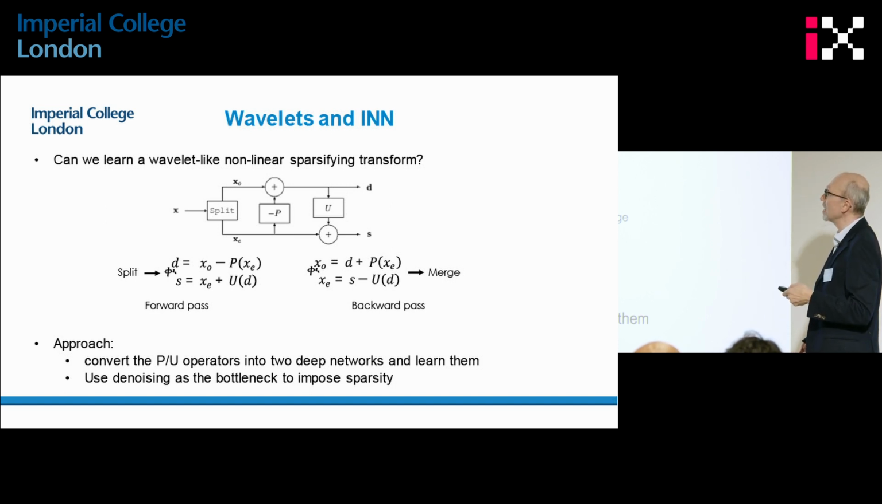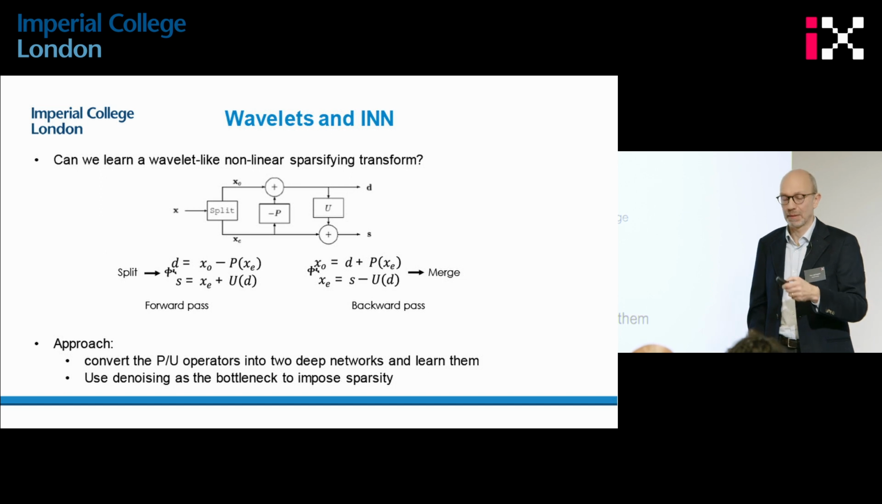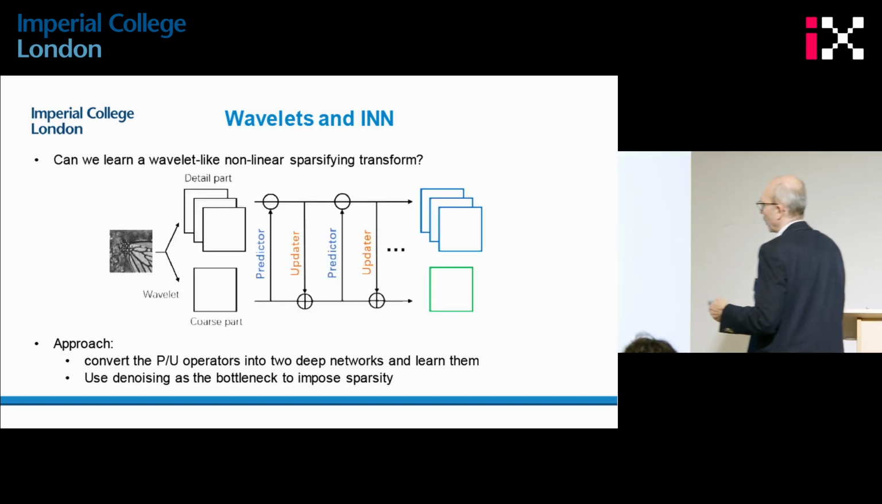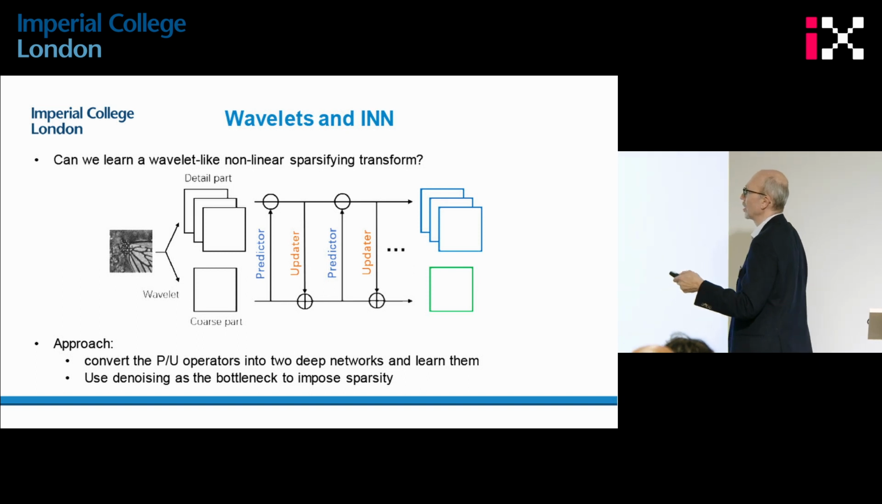So how can we induce that? How can we make sure that this behaves like a predictor? We create a bottleneck to impose that sparsity, and we do that through a denoising process. So first of all, that's the kind of architecture. We have an image, we split it, and then we alternate between prediction and updates. We maybe have several of these things.